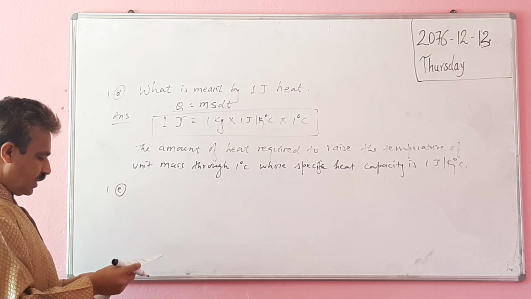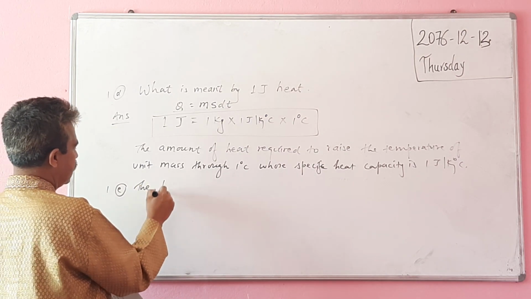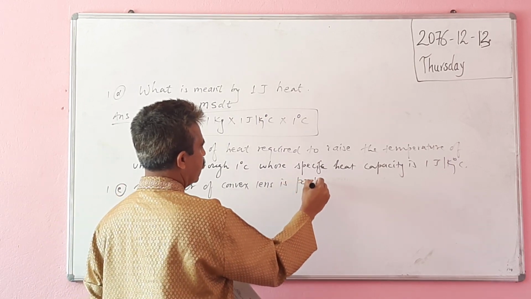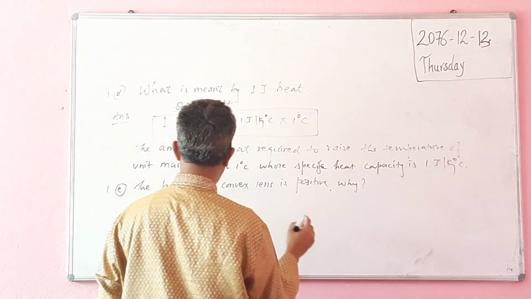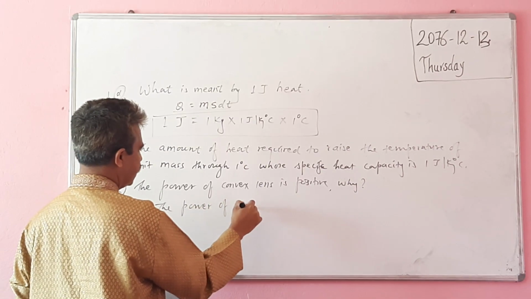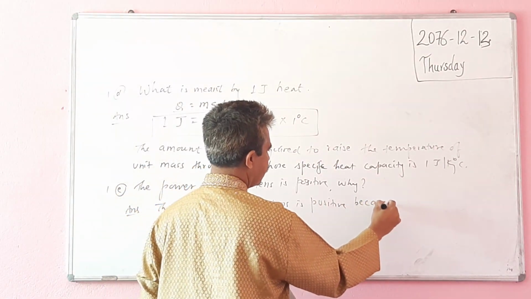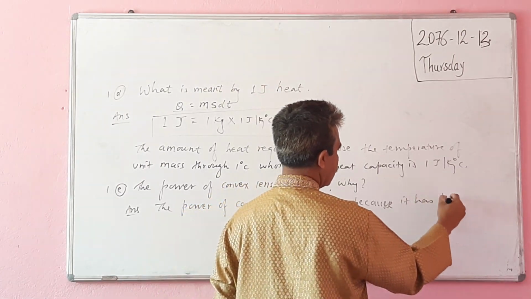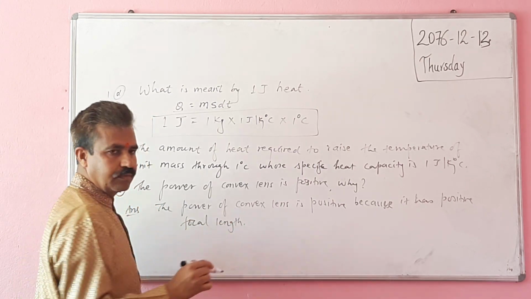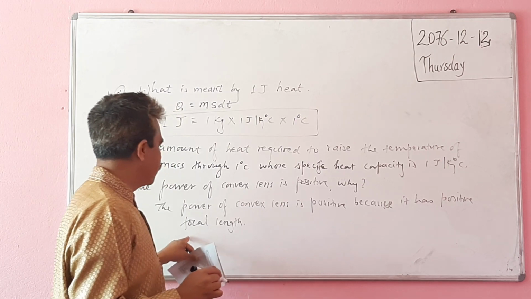1E. What is 1E? The power of convex lens is positive. Why? Answer: the power of convex lens is positive because it has positive focal length.